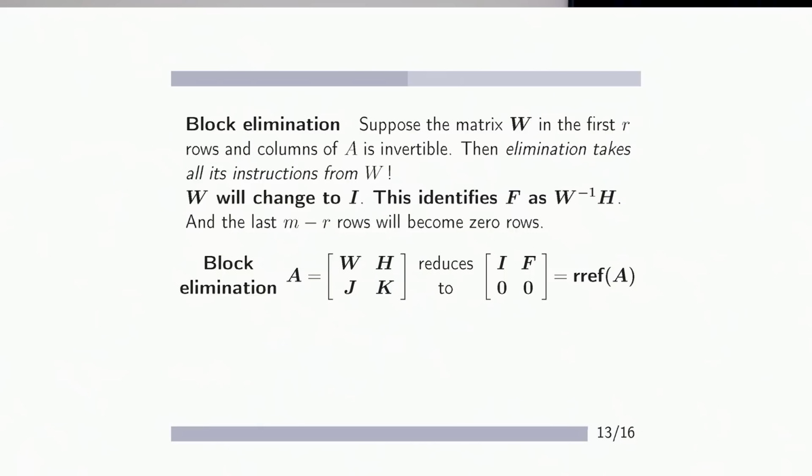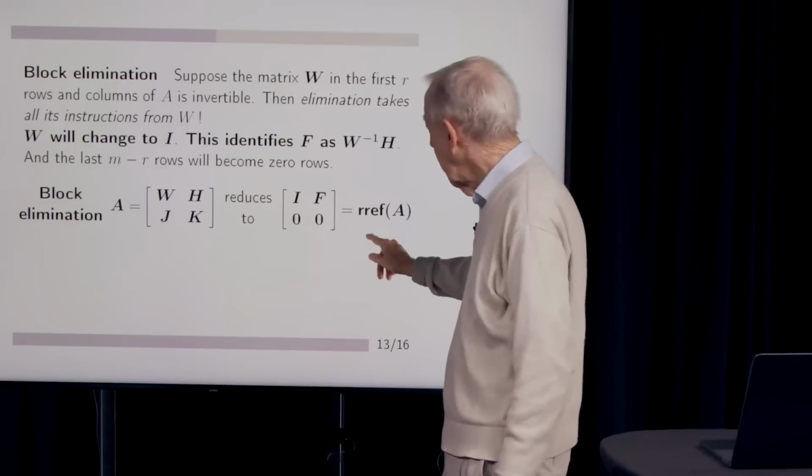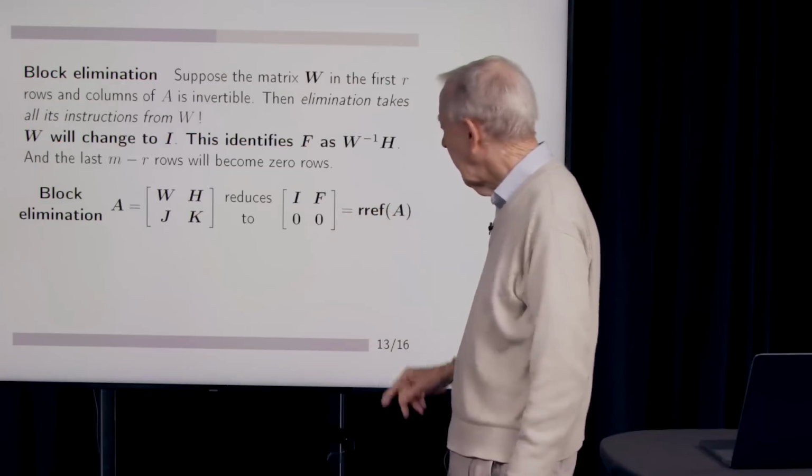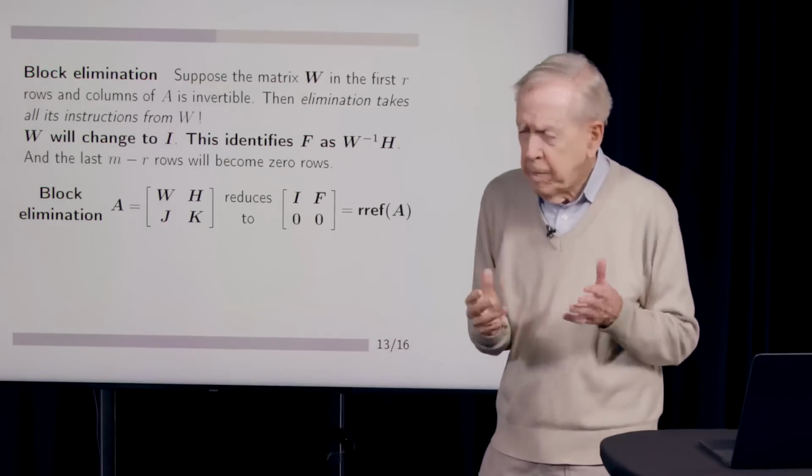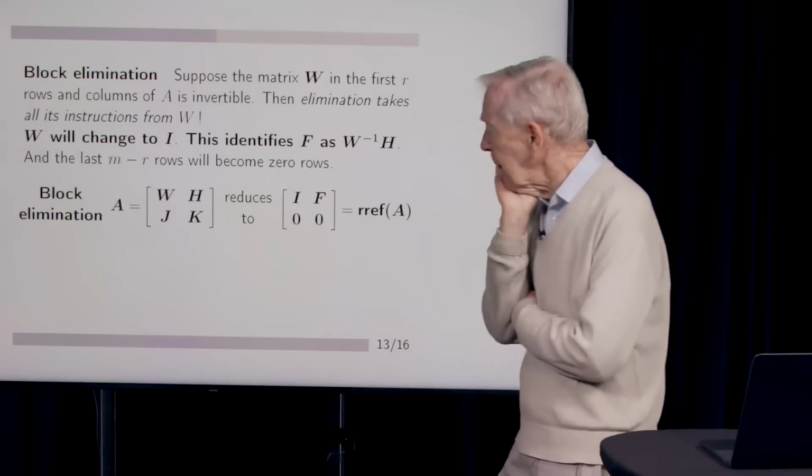If there are dependent rows, they turn into 0 rows. The independent columns start with the identity after elimination. That's the whole point of elimination, to get from a general matrix to that kind of a matrix. Okay, and that's what it does. That's the row-reduced echelon form that elimination does. So this is the simplest explanation I could give.